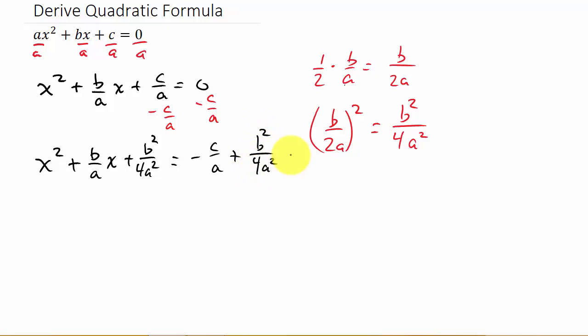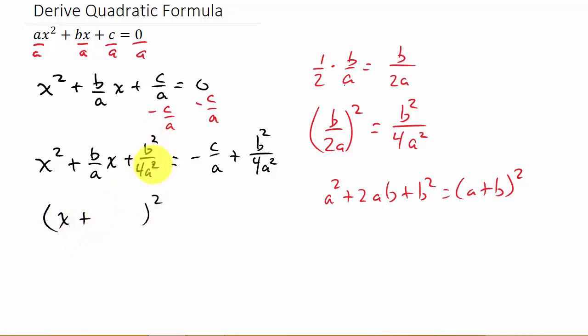Alright, now this side over here factors. The left hand side is in this form: a squared plus 2ab plus b squared is (a plus b) squared. So this is going to factor. So that's going to be x plus, and then this term is the square root of this term, so that's b over 2a.